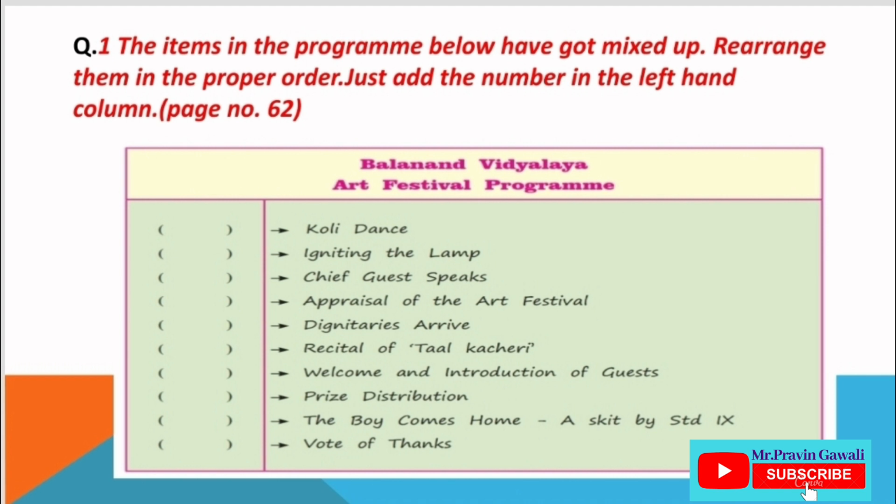Here first is Koli dance, igniting the lamp, chief guest speaks, appraisal of the art festival, dignitaries arrive, recital of Tal Kacheri, welcome and introduction of guests, prize distribution, the boy comes home, a skit by standard 9th, vote of thanks. Okay students, so this order is given and this order is mixed up, but what we have to do? We have to put all these activities in a proper order. Okay, so let's do it.